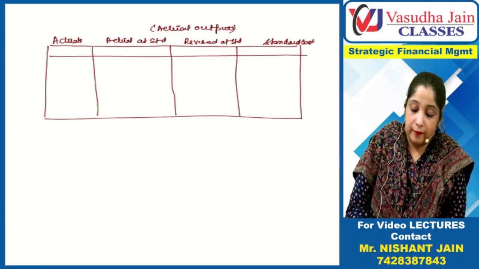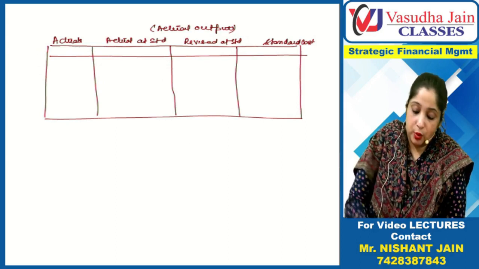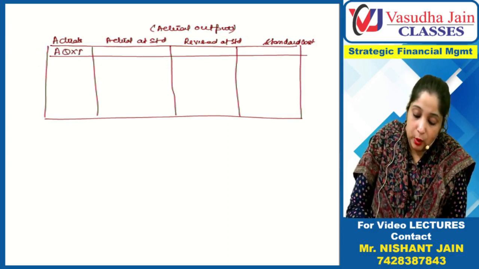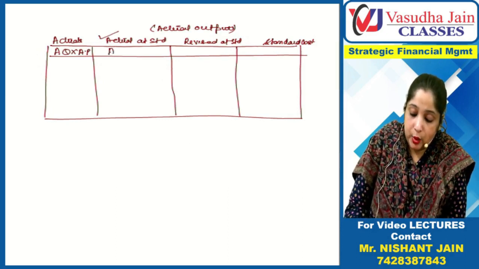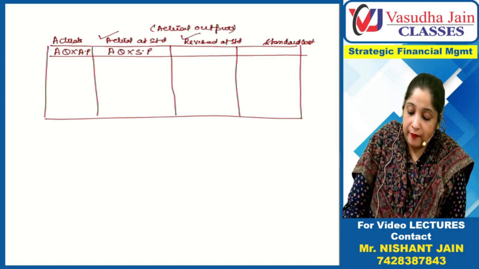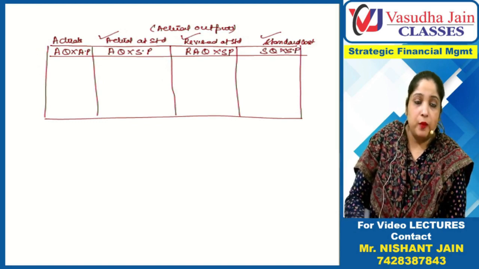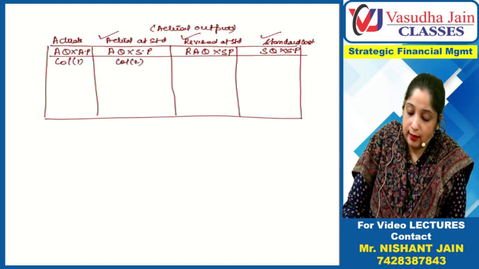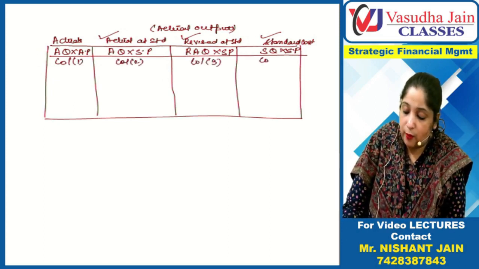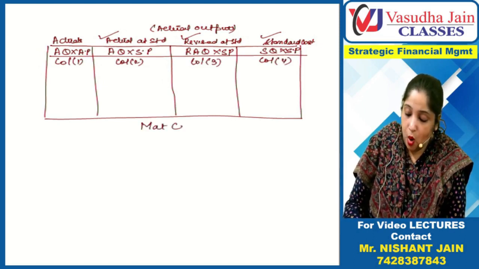Then write the formula. After seeing what you have written, actuals, you are going to write the formula as actual quantity into actual price. Then after reading this, actual at standard, so actual quantity into standard price. After reading this, revised actual quantity at standard price, and this standard quantity into standard price, right? So we have filled up the formula. This is column 1, column 2, column 3, and column 4. No problems. Then we are going to write material cost variance.